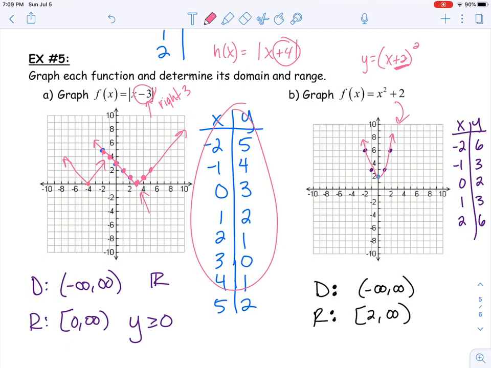Practice graphing not only linear equations, lines, but even absolute values and quadratics, making sure that you can graph them so you can properly determine the domain and the range of all those different functions.